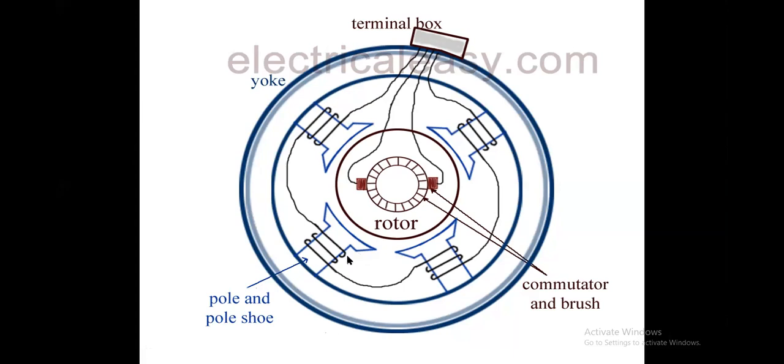And how many poles are in this motor? Can anybody tell me how many field poles you can see in this diagram? So four. There are four poles you can see. It's a simple question. Number one, two, three, and four. Four poles.